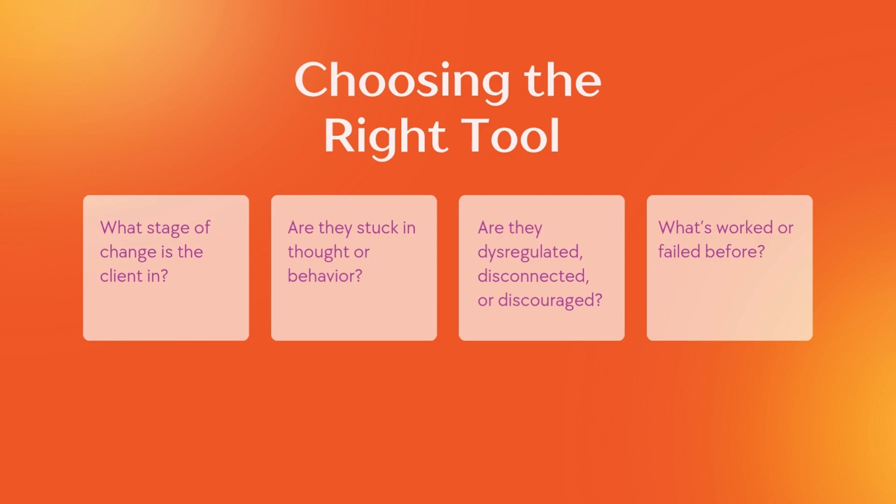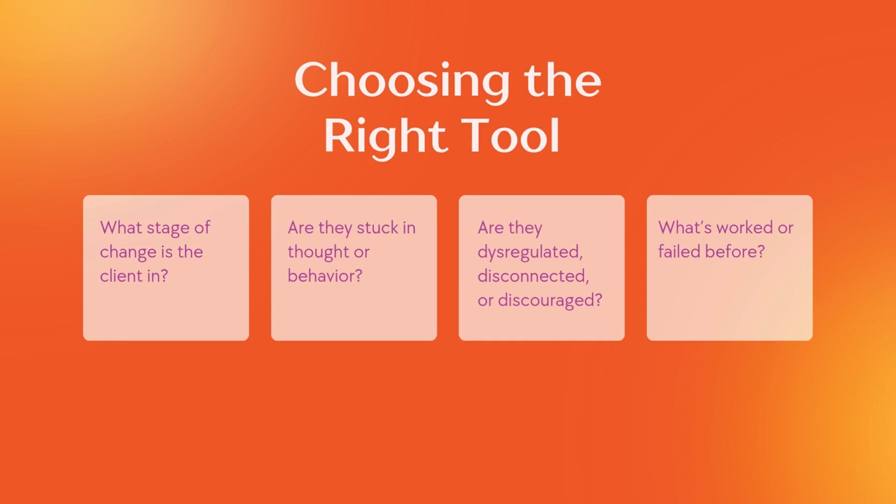1. What stage of change is the client in? If they're in pre-contemplation or contemplation, they might need motivation, relationship building, or new perspectives, not action plans. 2. Are they stuck in thought or behavior? If they can talk about change but can't do it, focus on practice and behavioral tools. If they're going in circles mentally, try insight, emotional regulation, or reframing.